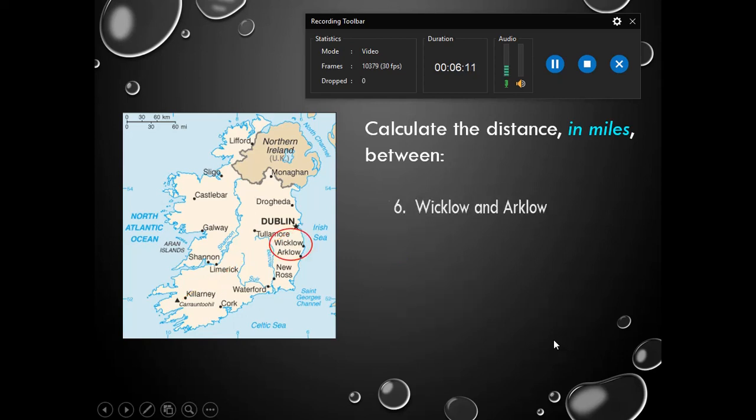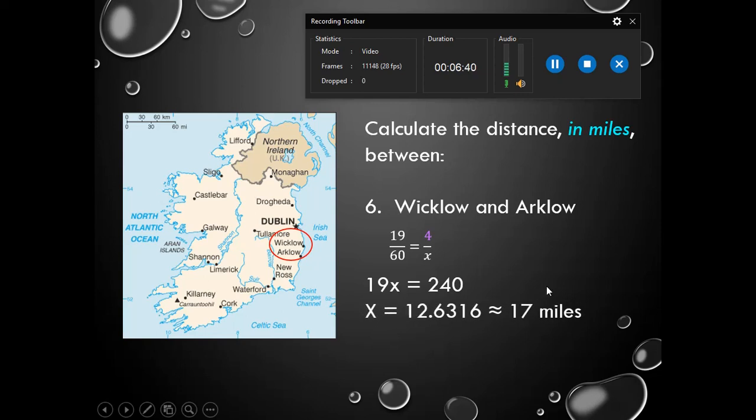Our next distance is still in miles. We're going to measure between Wicklow and Arklow. These towns are fairly close together. It was hard to put a little line in there, so I circled them. So try to go from center of the dot to the center of the dot. I found it to be about 4 millimeters, but remember we're using the scale in miles, 19 millimeters to 60 miles. When I cross multiply, again, it doesn't come out to be even, so I rounded it to approximately 17 miles.